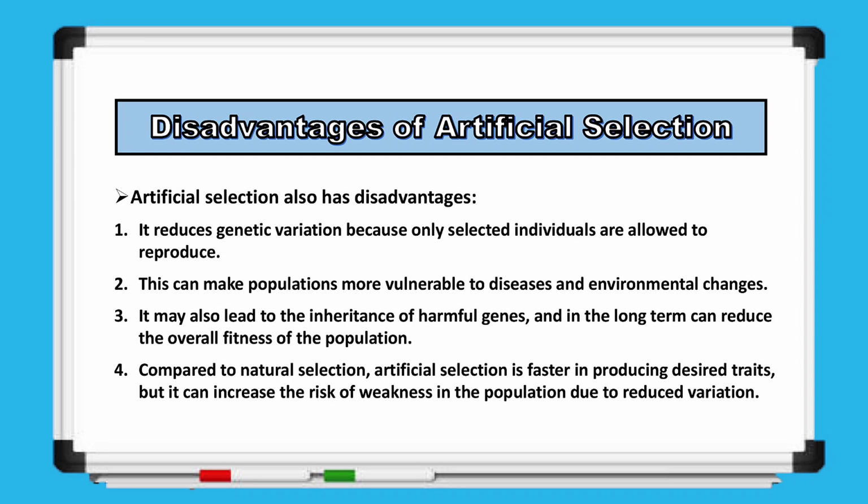However, it also has disadvantages. One major disadvantage is that it reduces genetic variation because only selected individuals are allowed to breed. This makes populations more vulnerable to disease and environmental changes. It can also increase the chance of harmful genes being passed on. In the long term, this reduced variation can lower the overall fitness of the population. Although artificial selection is faster than natural selection in producing desired traits, it can also make populations weaker if not managed carefully.